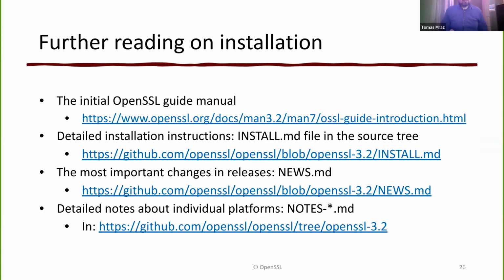For further reading on installation, I would recommend looking at the initial OpenSSL guide manual that also has some further links to go through. The detailed installation instructions are in the INSTALL.md file in the source tree. The most important changes in releases are covered in the NEWS.md file in the source tree, and detailed notes about individual platforms are in the NOTES-something.md files in the source tree as well.